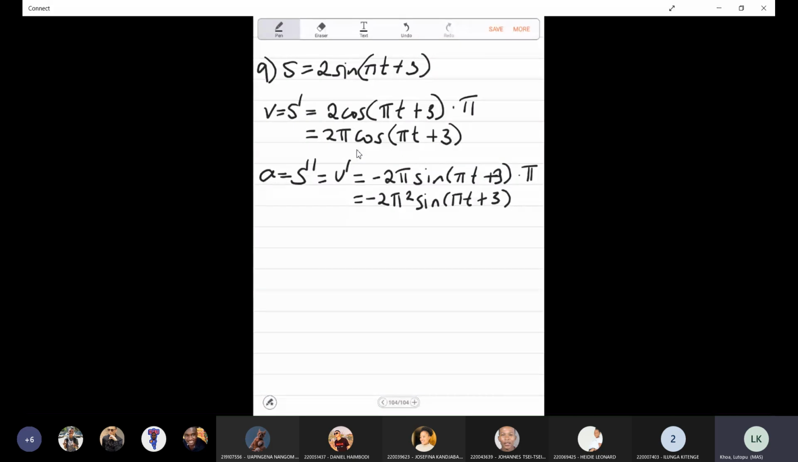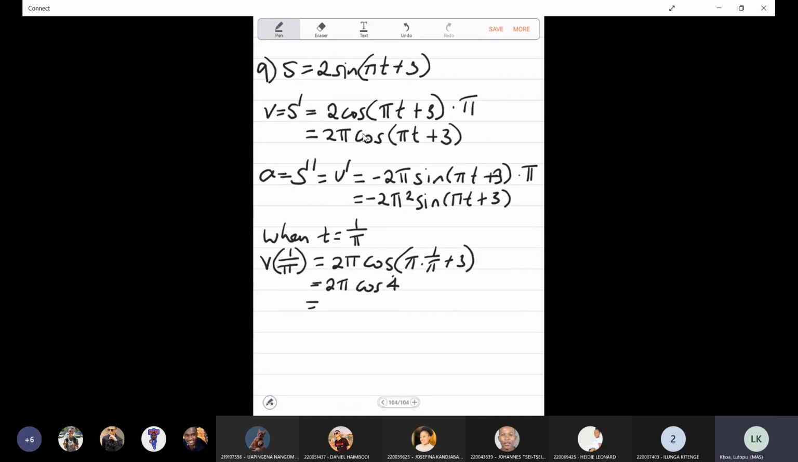Now we need to work out what is the actual velocity and acceleration when t is equal to 1 over pi. Okay, so we start with the velocity at 1 over pi. Substituting there, this is 2 pi times cos of pi times 1 over pi plus 3. Okay, so this is 2 pi cos of 4. So here your calculator should be in radians. Okay, so this is negative 4.107 to 3 decimal places, and our units, this is millimeters per second.